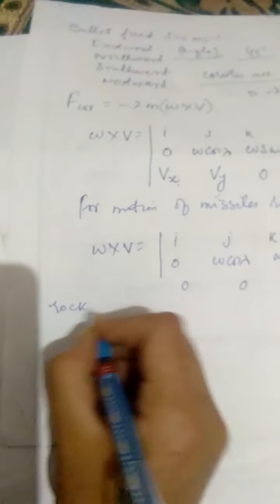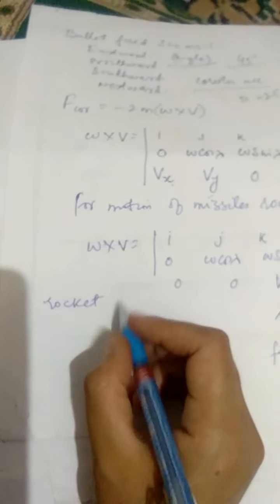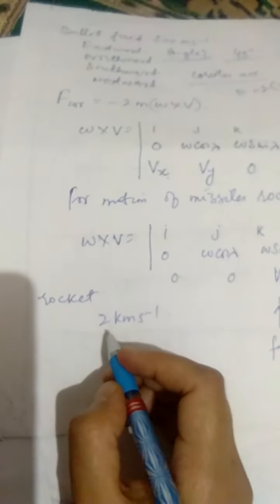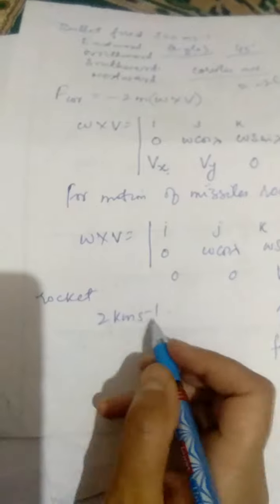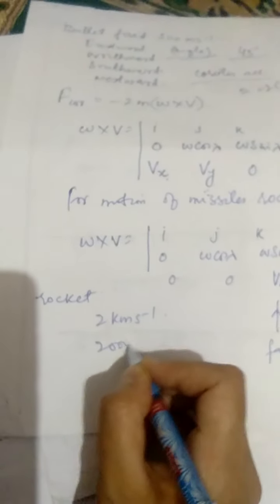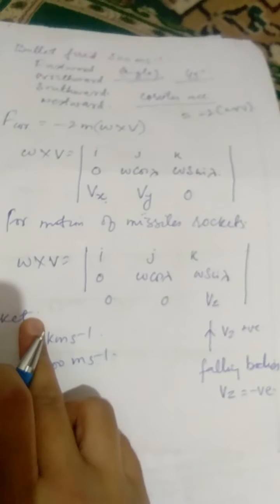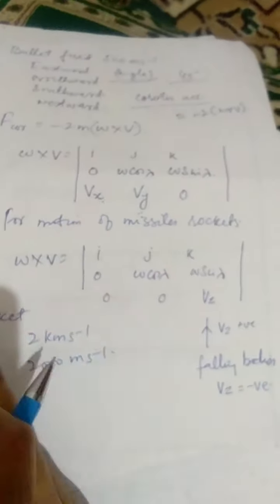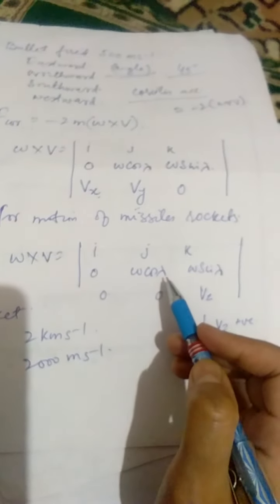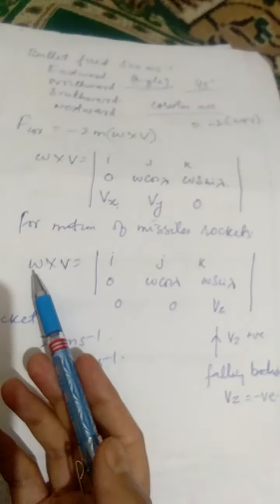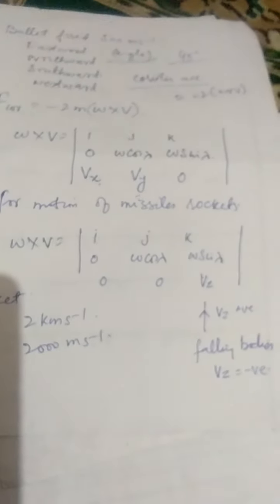That's quite easy. Similarly, in the case of a rocket, suppose I tell you a certain missile or rocket has been fired with a velocity of 2 kilometer per second. Of course, we should expect higher values of velocity here. It is 2 kilometer, that is 2000 meter per second. So essentially you are going to give this value to Vz, and you will also be told at which angle with respect to the horizontal this rocket is projected, so that you will substitute for lambda. Omega is already known to you, so you can find the value of acceleration or Coriolis force. That's quite easy to find.